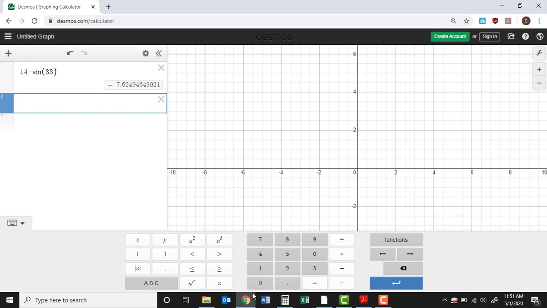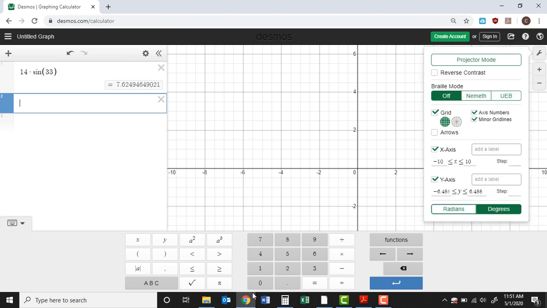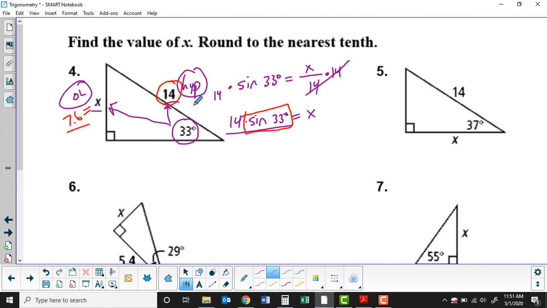So one thing that you need to check on: if you don't get this answer right here, if you get a completely different answer, I think you get 13 point something or other, check over here in your settings and make sure you're set on degrees. We will be talking about radians next week, but degrees are what we're working with right now. So that's why you may not get that 7.62, about 7.6.